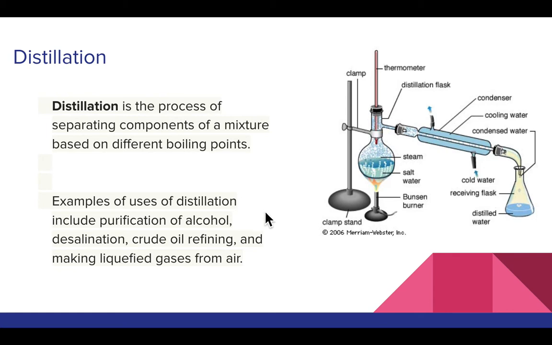So examples of uses of distillation include the purification of alcohol, taking salt out of water, and crude oil refining, because the parts of the oil that we use boil at different points. There are even gas distillations where you can liquefy gases from the air. But just to go back, it's based on differences in boiling point, which, as we know, is a physical property.